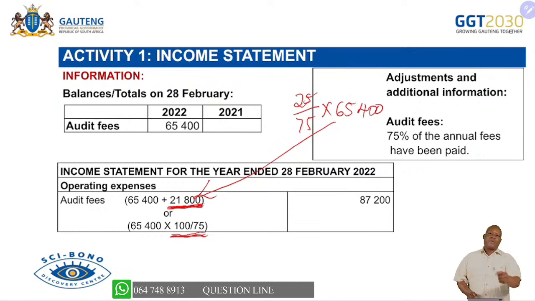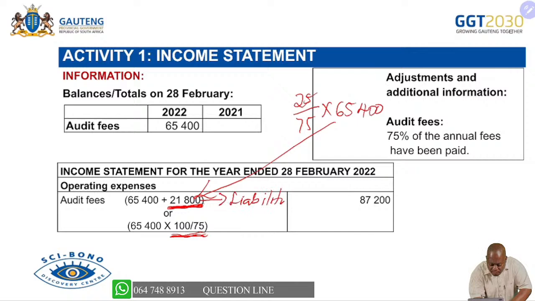21,800 is the amount that the business is owing to creditors. I mean, to our auditors. And it therefore means this figure is a liability. If it is a liability, it means it is part of the payables. You never know, we might need it.